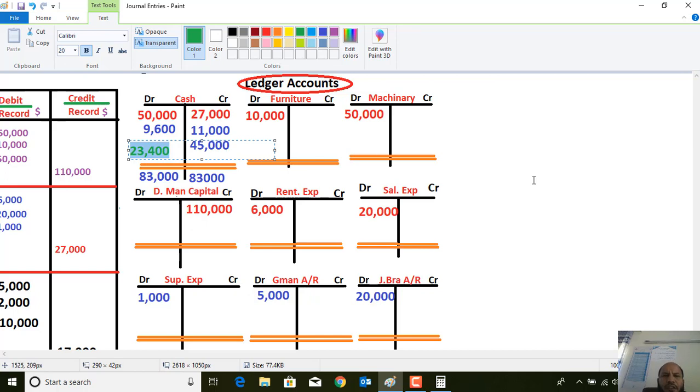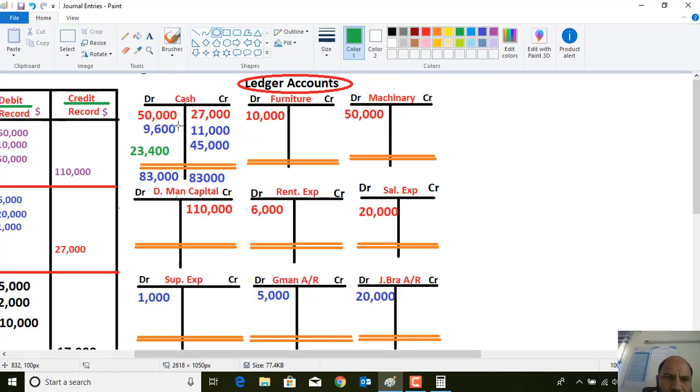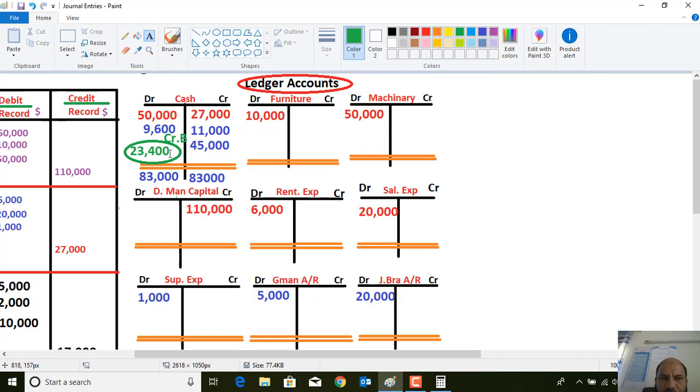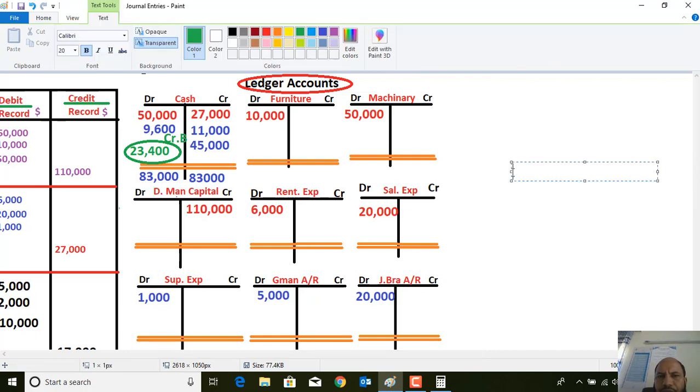So dear students, we will put this amount in a circle and we will write down over here that it is a credit balance, CR balance. This means that credit side is 23,400 higher than the debit side. Okay, we have done one thing. Now we will make these two sides equal.